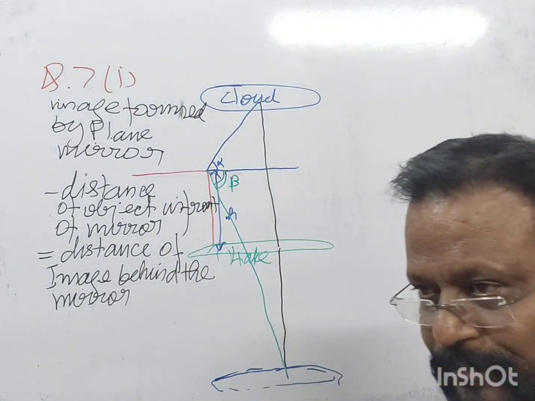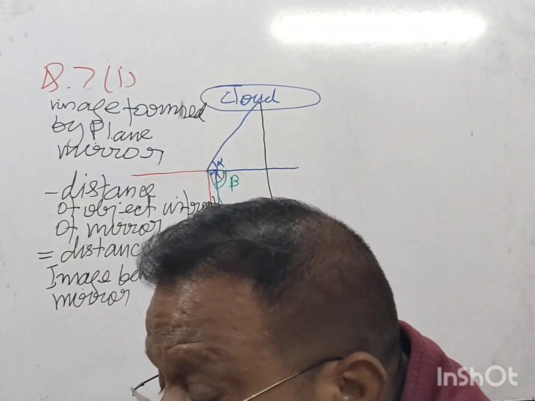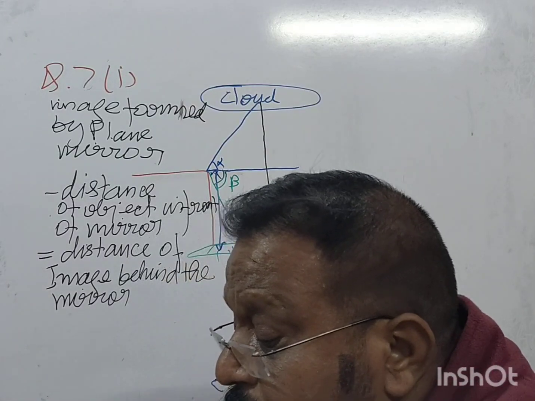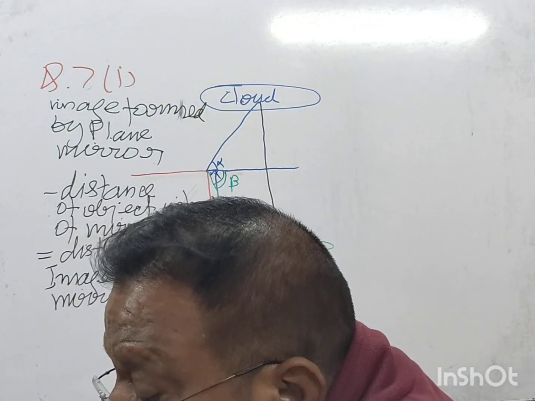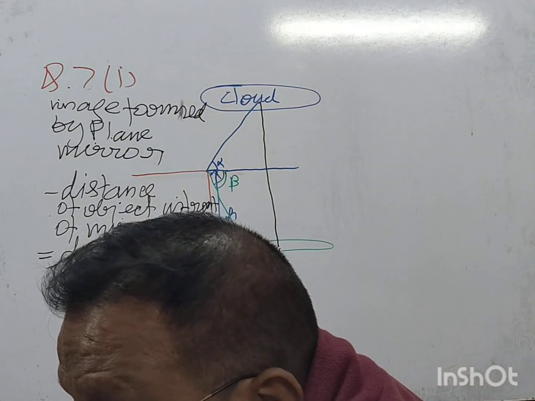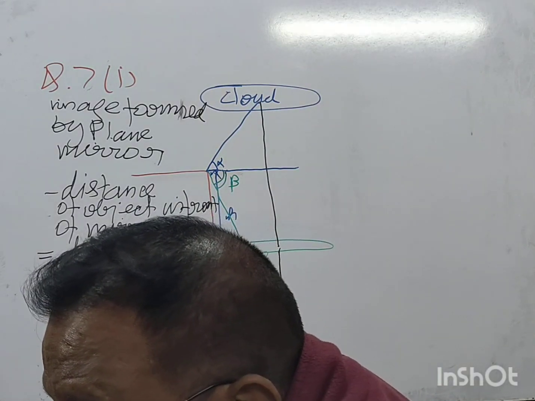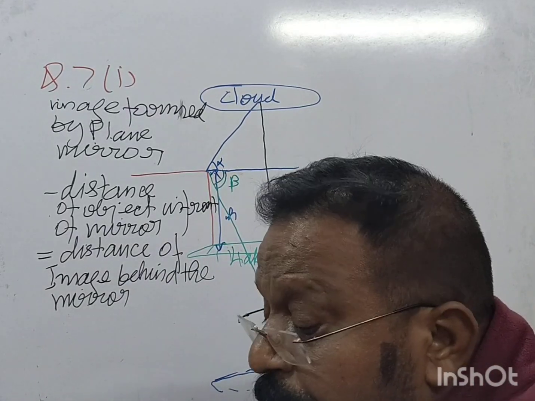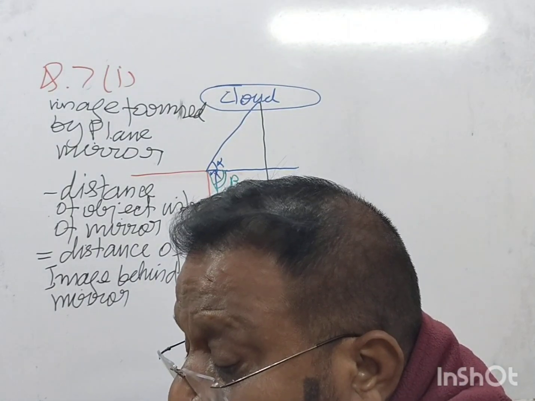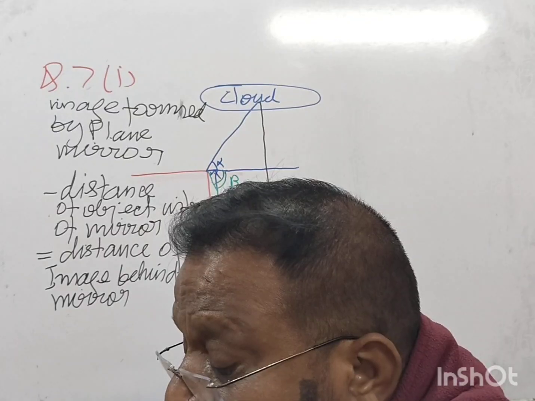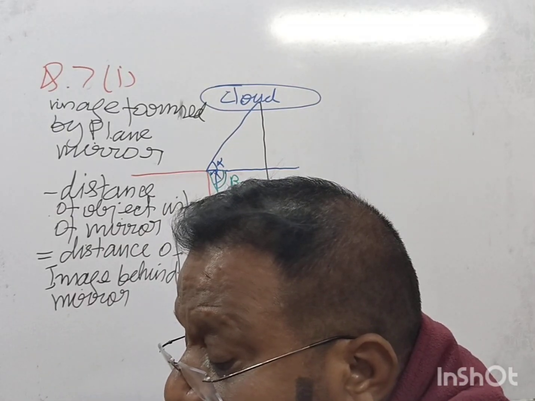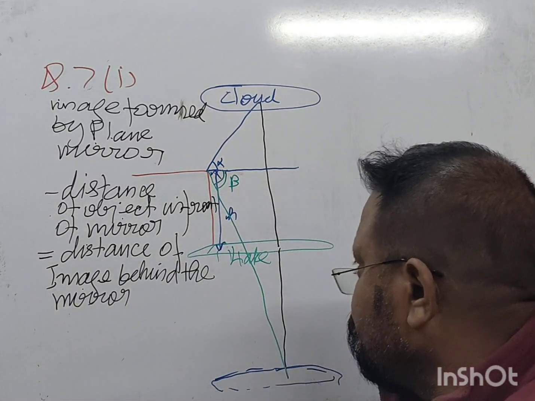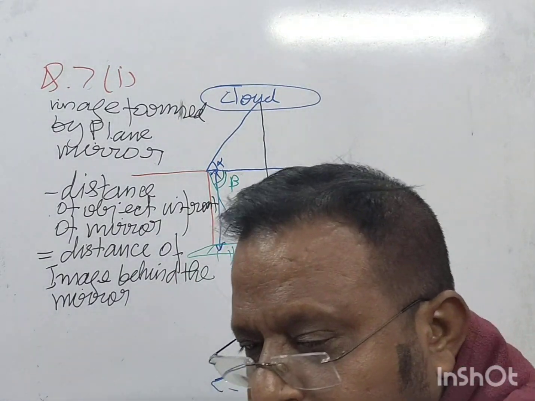So what do we have to find? Prove the distance. Prove that the distance of the cloud from the point of observation is this. Okay. How will you do it?